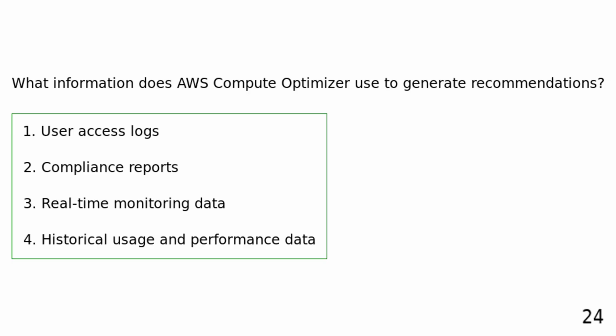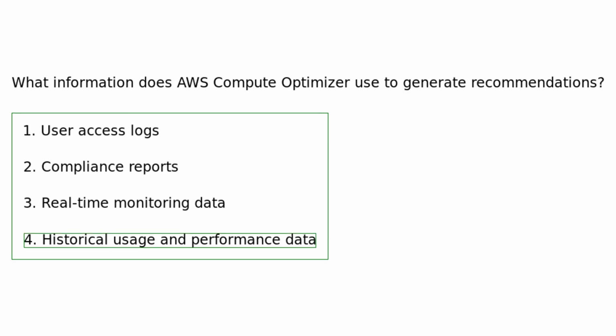What information does AWS Compute Optimizer use to generate recommendations? User access logs, compliance reports, real-time monitoring data, historical usage and performance data. AWS Compute Optimizer uses historical usage and performance data of your AWS resources to generate optimization recommendations.